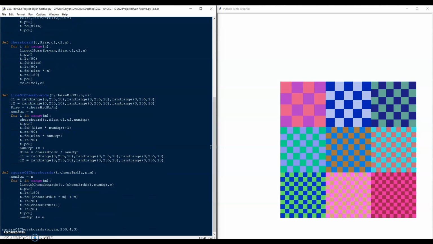And then the third function, named line of chessboards, has the arguments t for the turtle, and then chessboard size, and then n for the number of squares in the chessboard, and then m for the number of chessboards in a line. So this is where I defined the color variables.